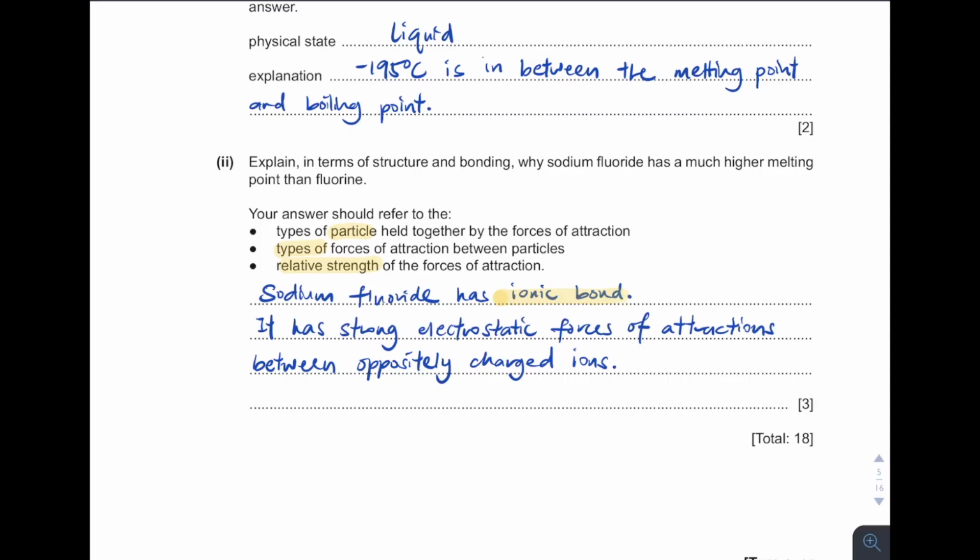Remember, ionic bond means that it has strong electrostatic forces of attraction between what types of particles? Ionic compounds are made of ions. So the forces of attraction are the forces between oppositely charged ions. Of course, you can also talk about fluorine. If you talk about fluorine, you have to mention that fluorine has a covalent bond and weak intermolecular forces of attraction between molecules. Either one will do as long as you compare.